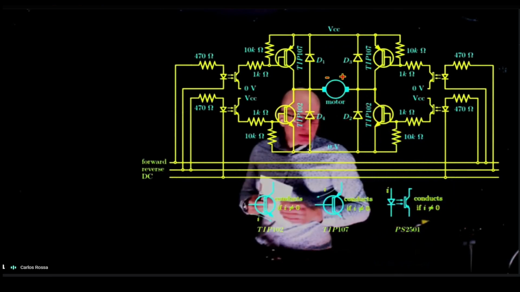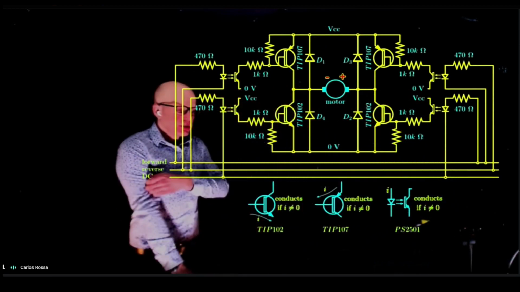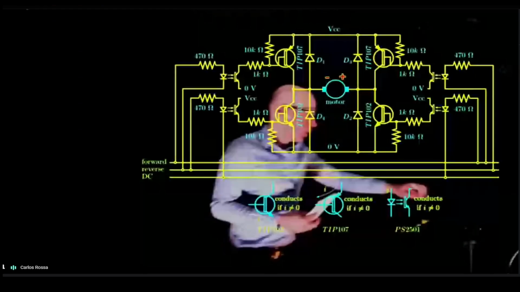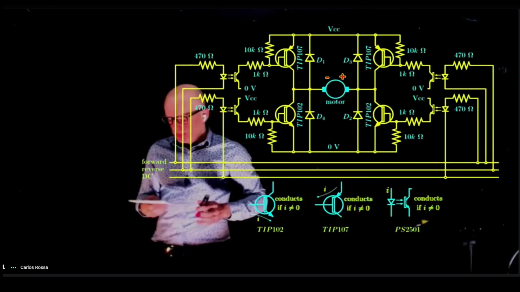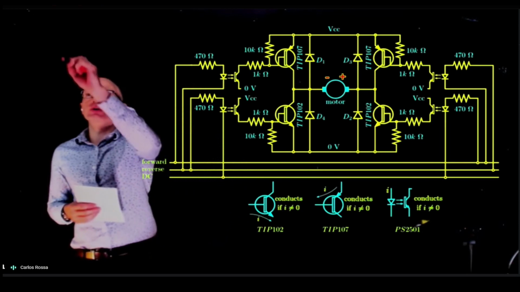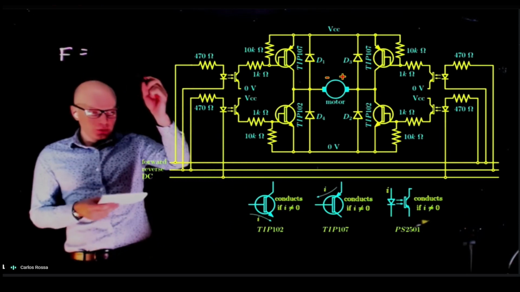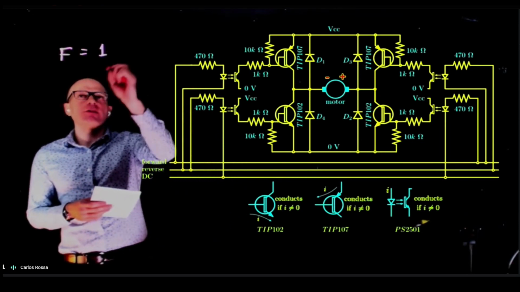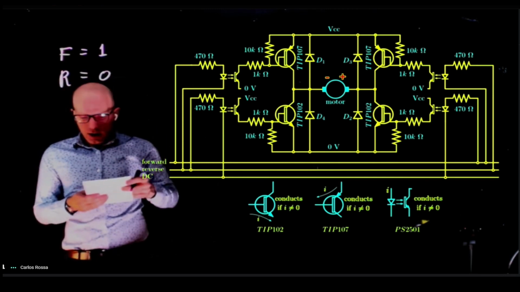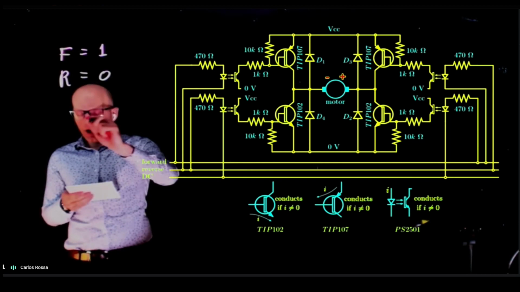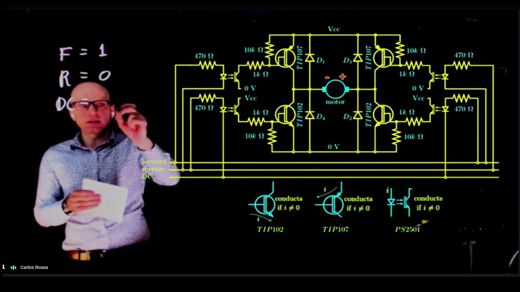Okay, so let's try to do this one. Let's do one example, because the rest is the same, and I'll let you figure it out. So let's do forward is equal to 1, or 5 volts. Reverse is set to 0, and DC is set to 0.